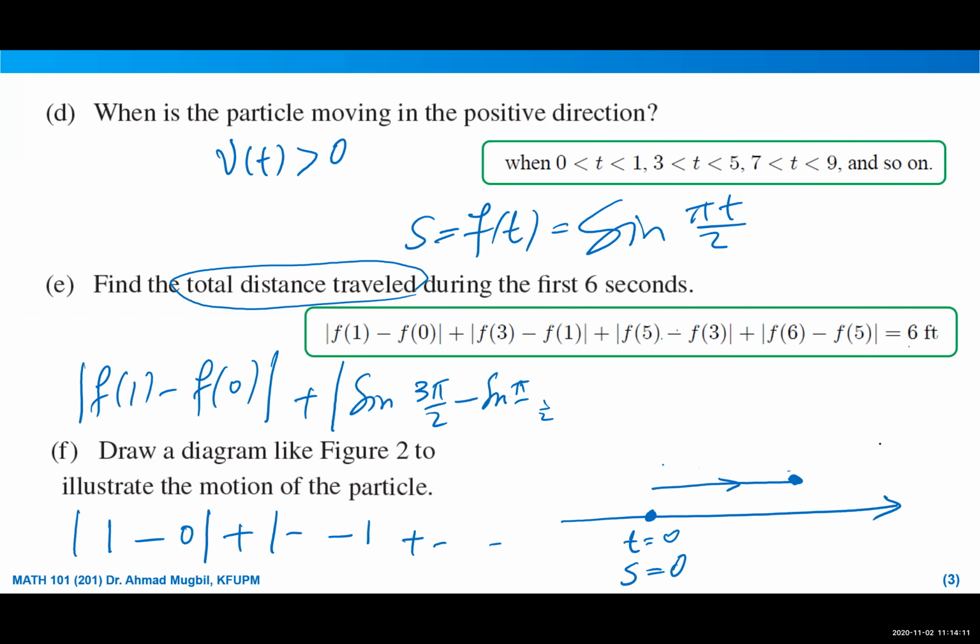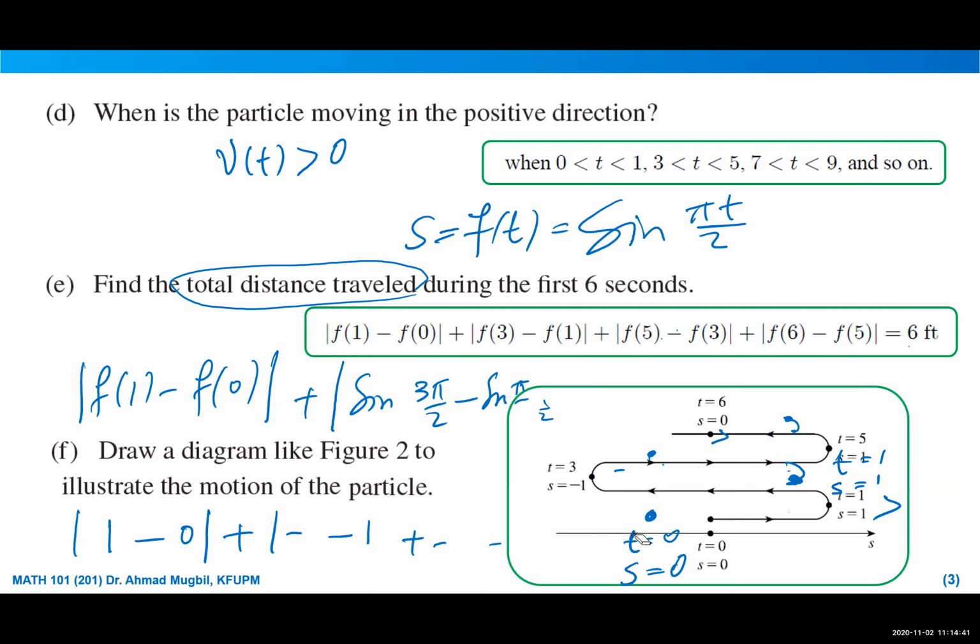When t is 1, what will happen? It will change direction. S will be 1 when t is 1. So it will change direction this way, up to 3. When t is 3, calculate what s is, and we calculated already, it is also negative 1, and it will change direction, up to 5, and so on. So if you draw just the first 6 seconds, this is what you are going to have.